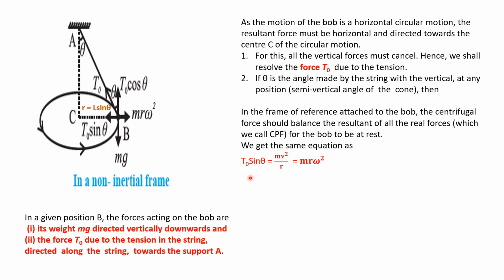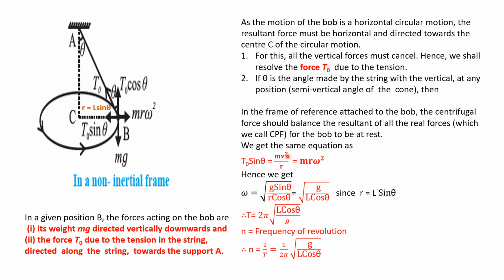And we can write down the equation as T0 sin theta is equal to mv square upon r. Again we can write the value of v is equal to r omega in this equation, and we get the equation as T0 sin theta is equal to m r omega square. And also we can get the value of omega, which is nothing but square root of g upon L cos theta. Here the value of r is L sin theta.